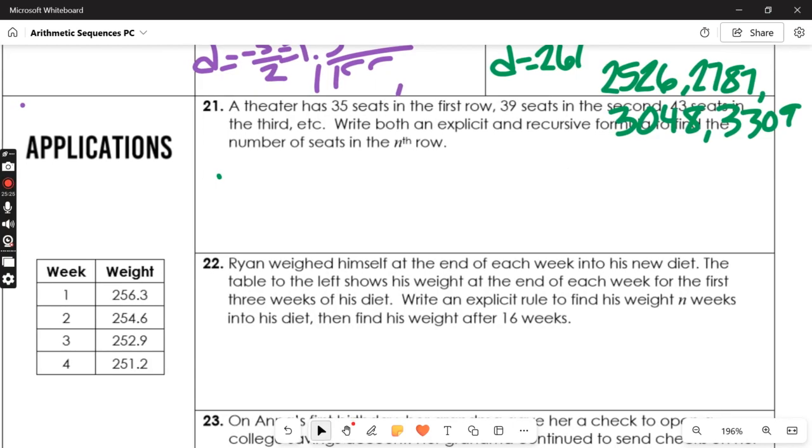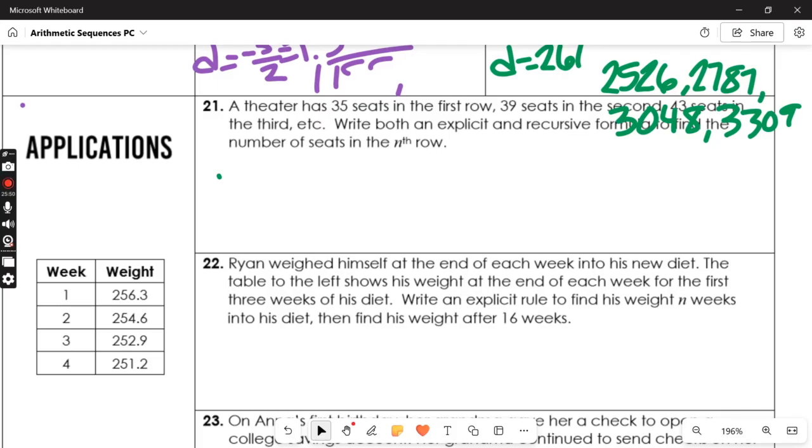Okay, some application problems. A theater has 35 seats in the first row, 39 seats in the second row, 43 seats in the third row, etc. Write both an explicit and a recursive formula to find the number in the nth row.